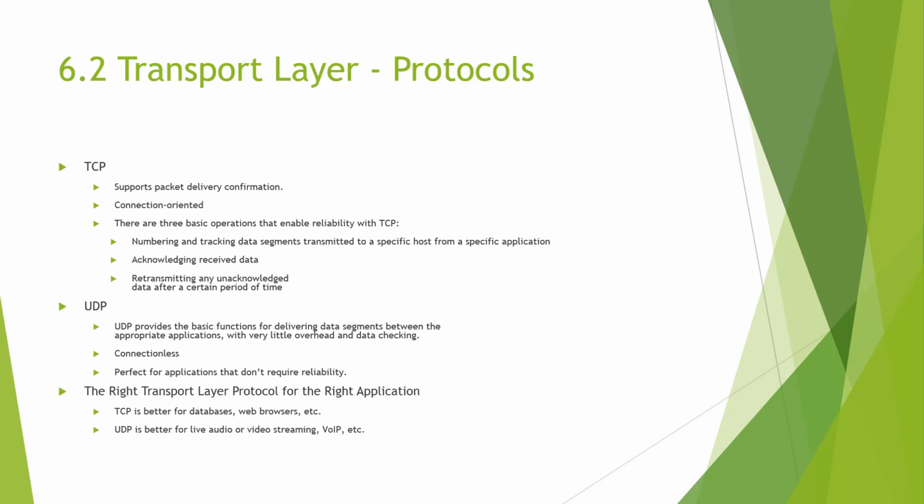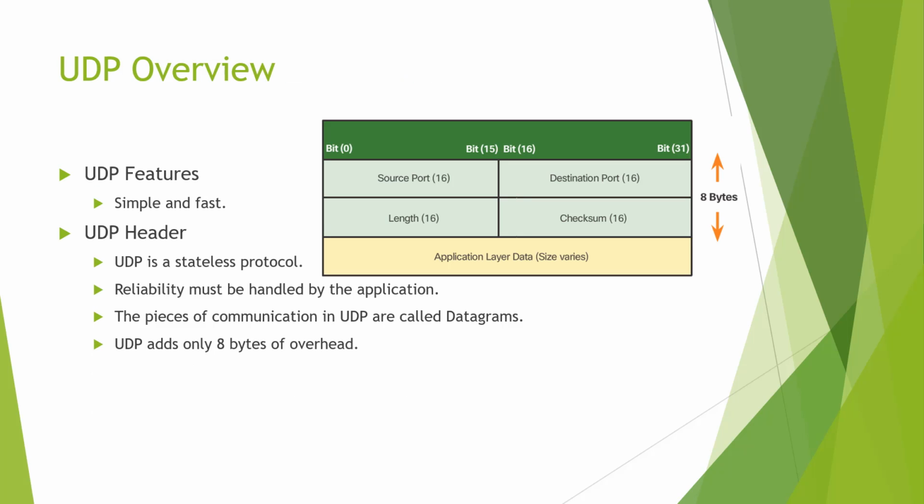TCP is going to be predominantly for anything that requires or needs the assurance that data has been delivered. UDP is great for anything dealing with live content, audio, video, things of that nature. So let's go ahead and look at UDP, since the focus of this lesson was supposed to be on UDP. Again, UDP is simple and fast.